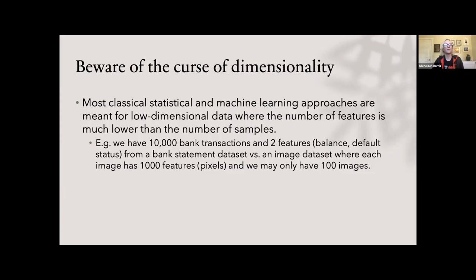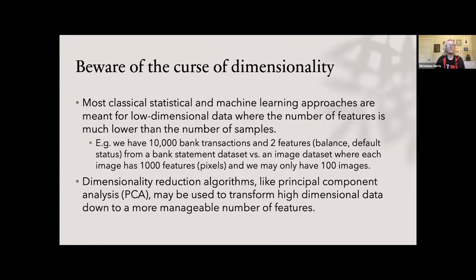Whereas say you have an image data set where each pixel is a feature, and it's a small image, 100 by 100 pixels, so 10,000 features. It's pretty small, but still that's a huge amount of features, and we may have only 100 images. So that's a wide data set. You could try logistic regression, of course, but oftentimes you hear about people turning to deep learning methods for image or very large feature data sets. You can also use, for a large amount of features, things like principal component analysis, which is a dimensionality reduction algorithm, to transform those high dimensional data sets down to a more manageable number of features.